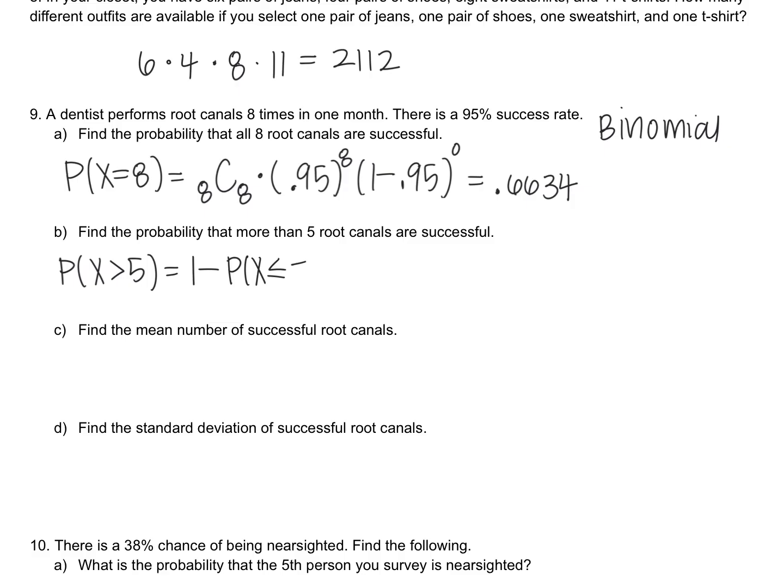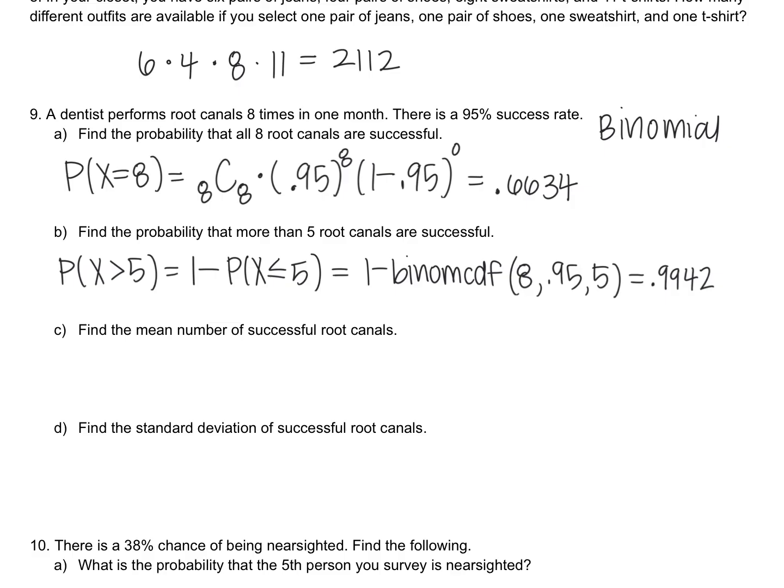So in this one, it's a little bit different. I don't have to subtract 1 from the 5 because it doesn't have an equal to. You only have to change the number if it's a greater than or equal to. So we're going to do 1 minus binomCDF, and then we're going to have 8, 0.95, and then 5. So that's going to be 0.9942.